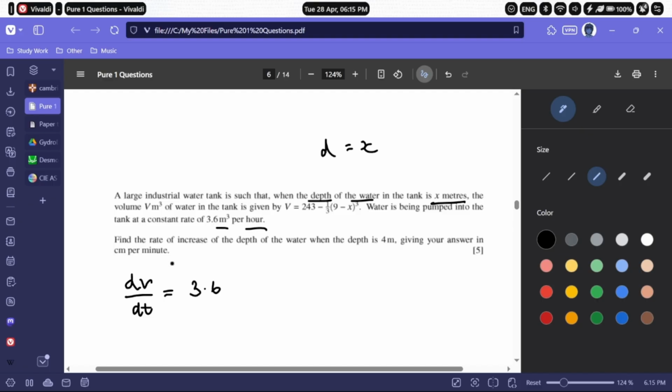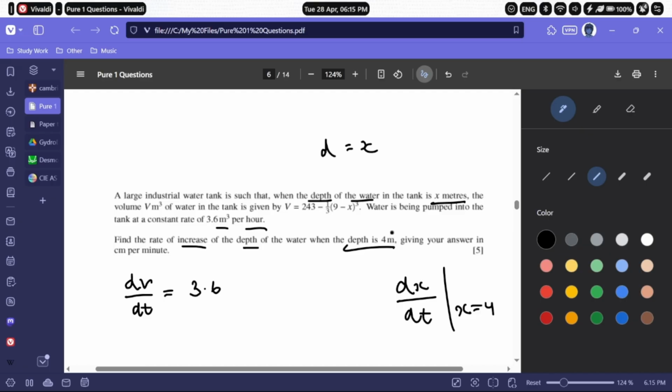Now, find the rate of increase of the depth. Depth is basically x, so we need to find dx by dt when the depth is 4 meters. So they also told you when x is equal to 4.